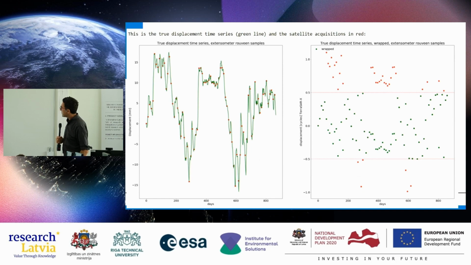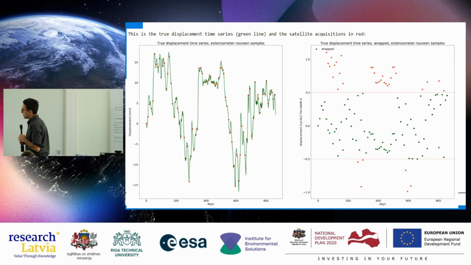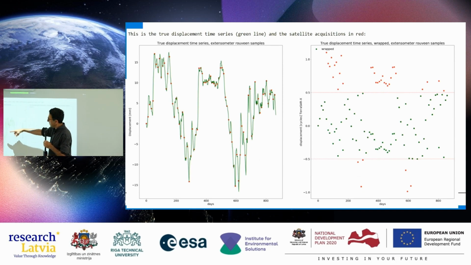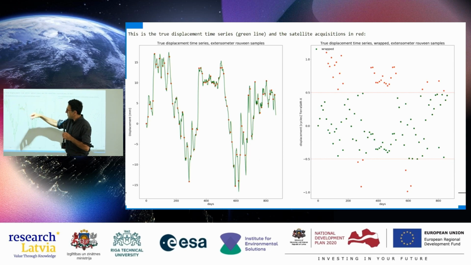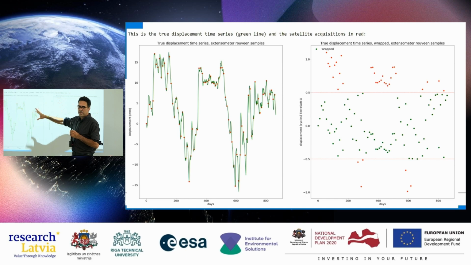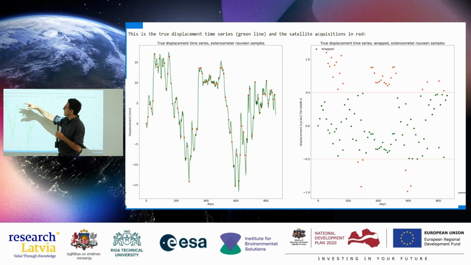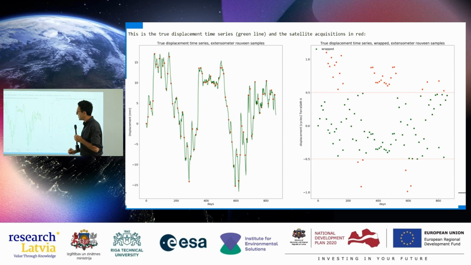Okay, so I use that as my ground truth. Here again, you see the truth. The green line is the truth. The red dots are the samples if I would have perfect observations, right? So there's no satellite data involved here. I just assumed TerraSAR-X every 11 days in a sample so that I have the red dots.